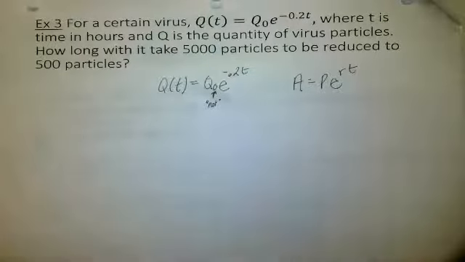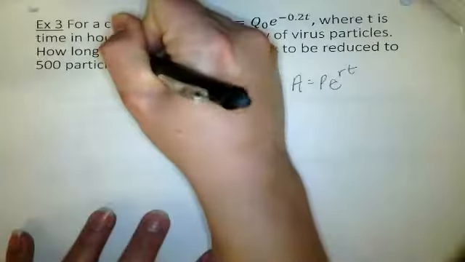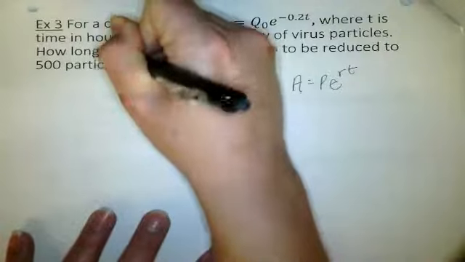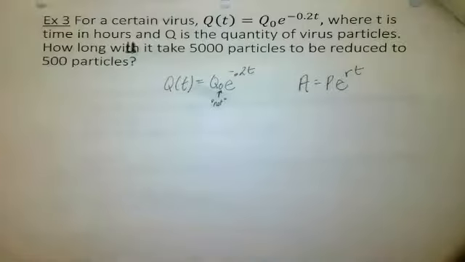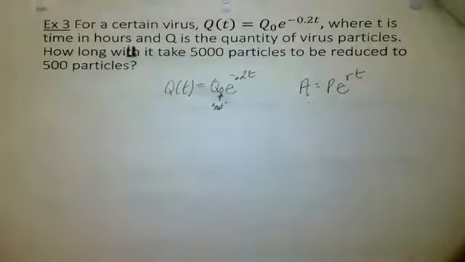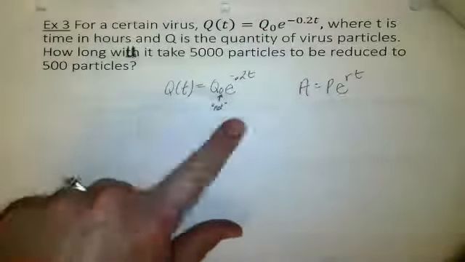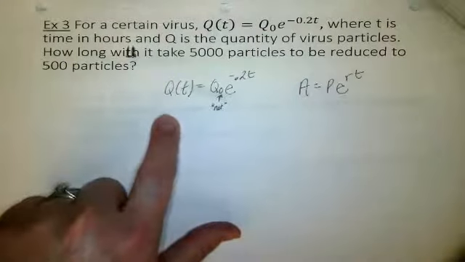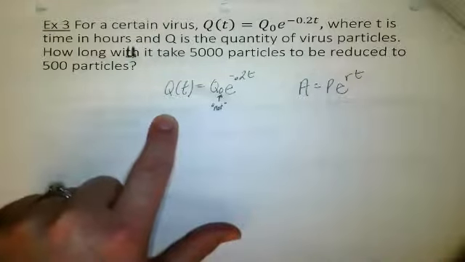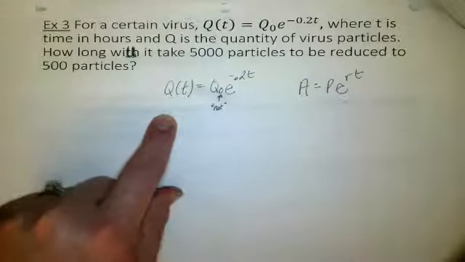How long will it take 500,000 particles to be reduced to 500 particles? I was like, I gotta be reading that wrong. My mind just auto-corrected it. So really, they're going to give you the models here, and it's the same thing. It's just different letters.